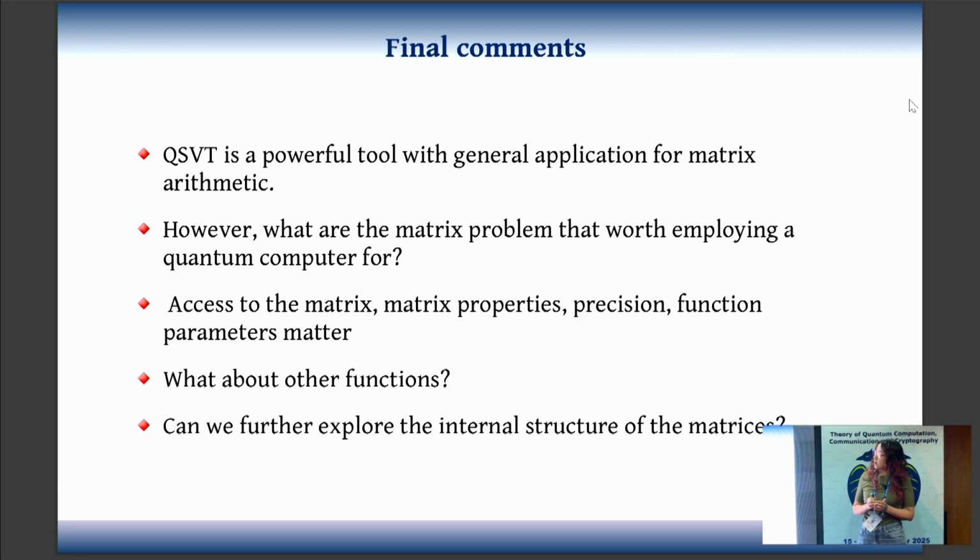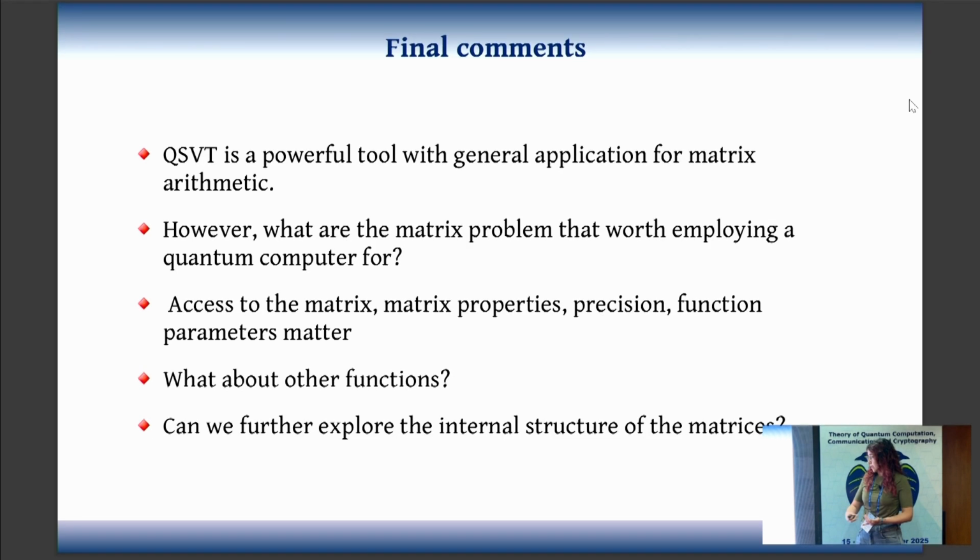So that's it. Just some final comments. QSVT is very powerful, but it's not for everything. It's not every problem that you need to apply this powerful tool. So we just investigated where it makes sense to apply this tool, where we gain some quantum advantage.